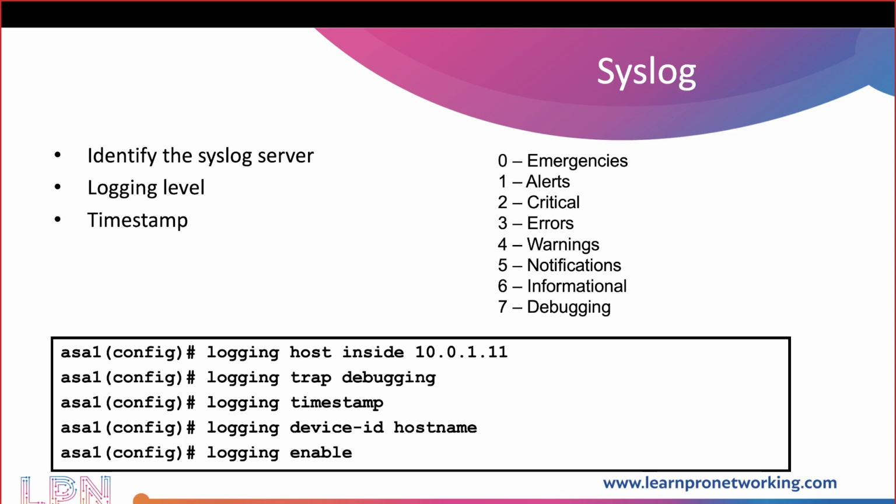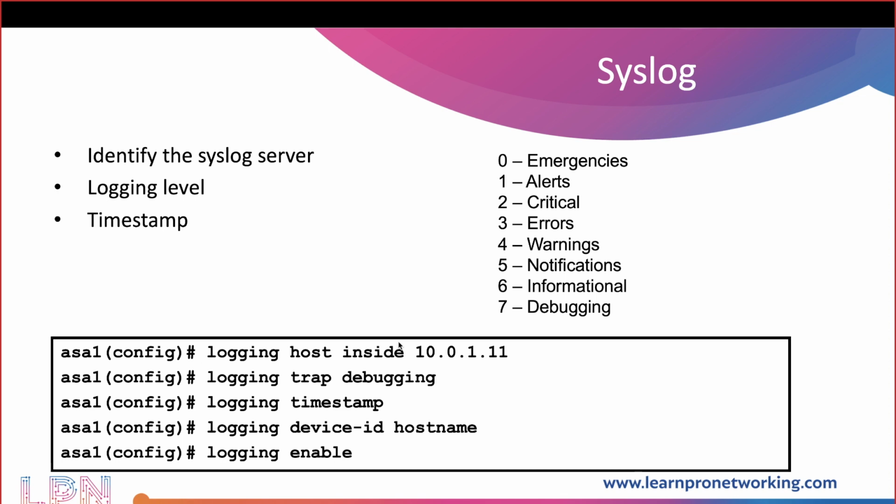So which are all the places you can send the logs? We can send the logs to ASDM, we can send logs to buffer, we can send the logs to a log server, we can also send the logs to CSM, we can send the logs to an SNMP server, we can send the logs through email, we can do many things. Now, where you want to send is decided here, 10.0.1.11. And then what is the level of logging you want?